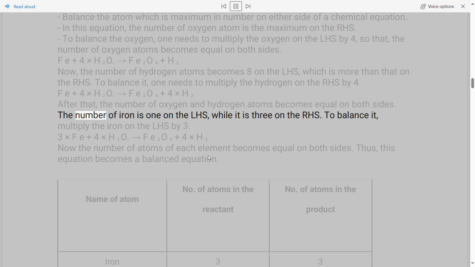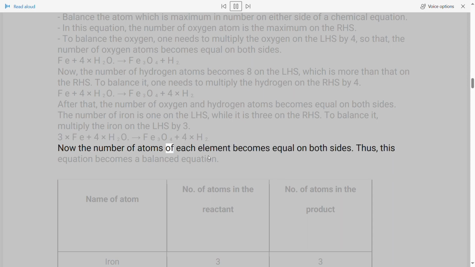The number of iron atoms is 1 on the LHS, while it is 3 on the RHS. To balance it, multiply the iron on the LHS by 3. 3 Fe + 4 H2O. Fe3O4 + 4 H2. Now the number of atoms of each element becomes equal on both sides. Thus, this equation becomes a balanced equation.